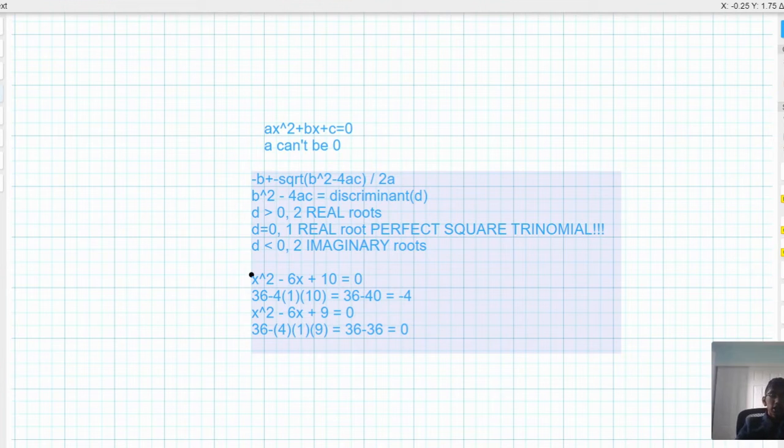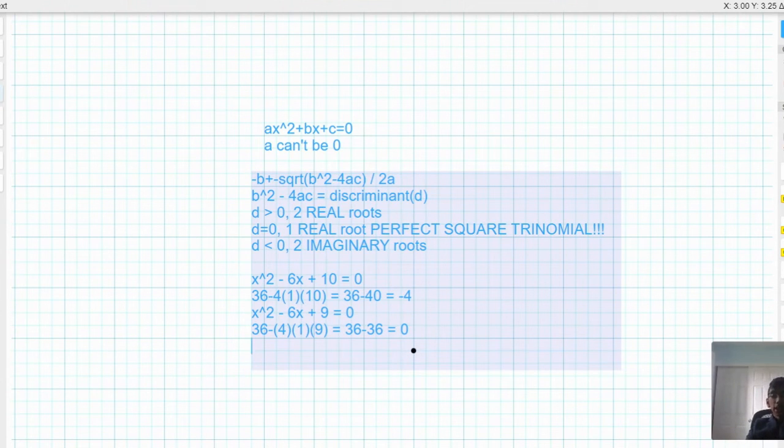So this is an example of a perfect square trinomial. This is a perfect square trinomial that has only one real root. It's repeated. It's actually just like x minus 6 whole squared. It just has one root, but it's repeated.